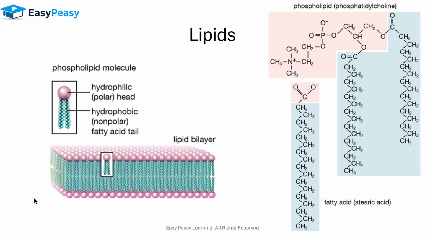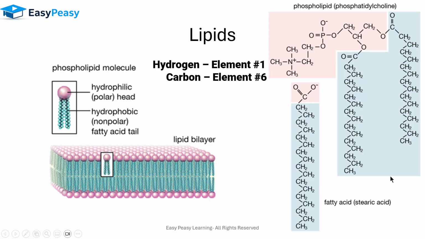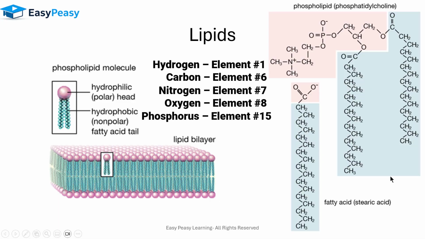Okay, the next organic biomolecule that we are going to talk about is lipids. As you can see over here, lipids are making a cell membrane. Again, they are made up of small units, and they have very few elements that are making these lipids. That includes hydrogen, carbon, nitrogen, oxygen, and phosphorus.